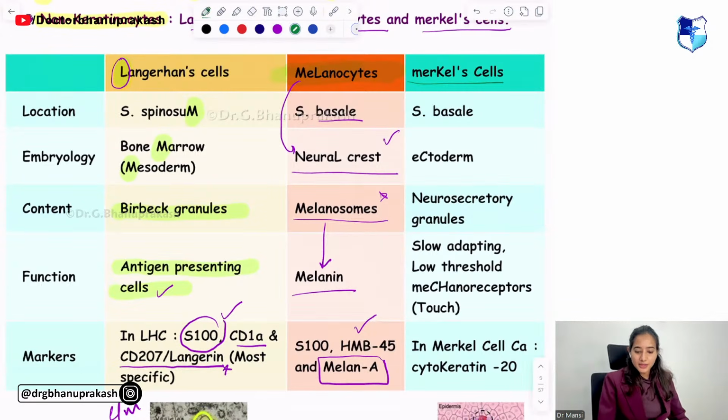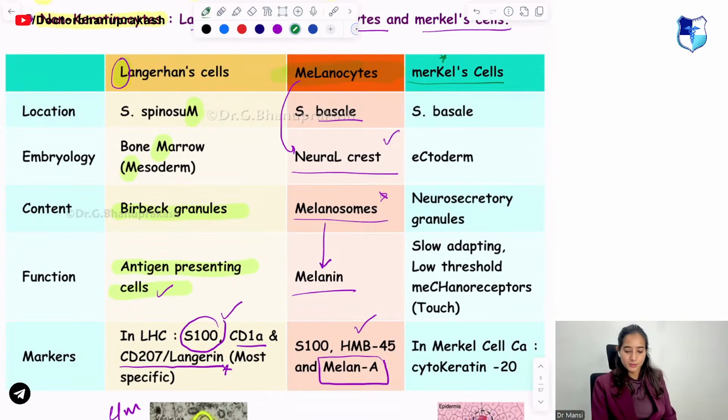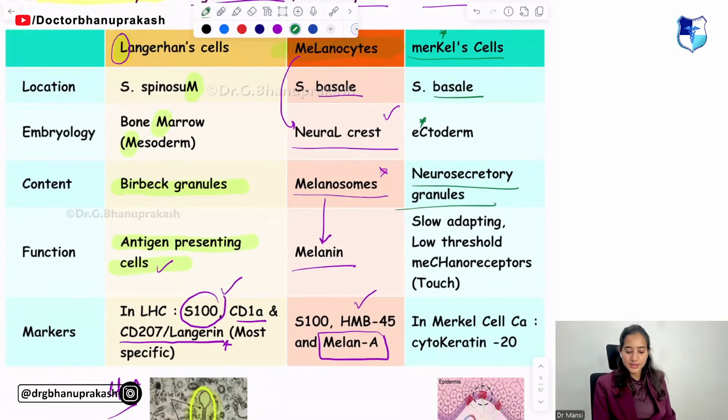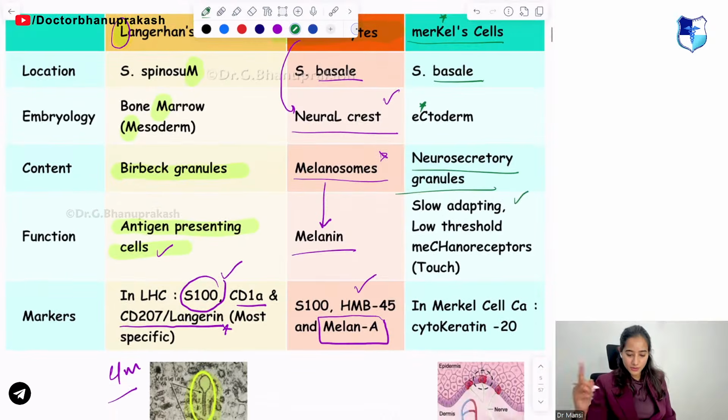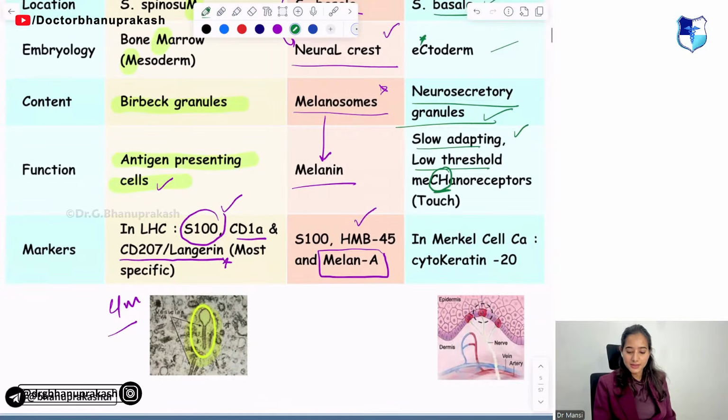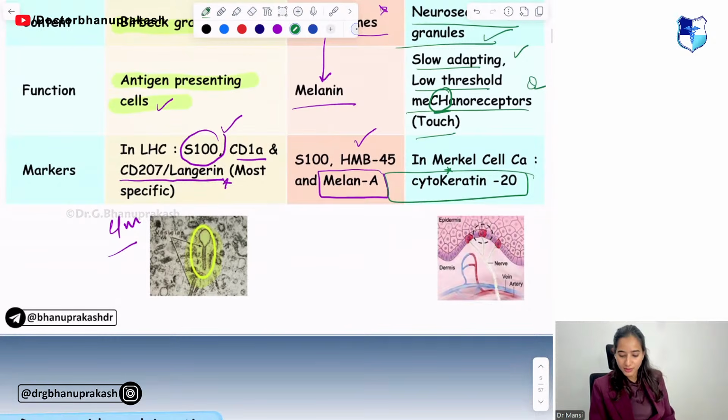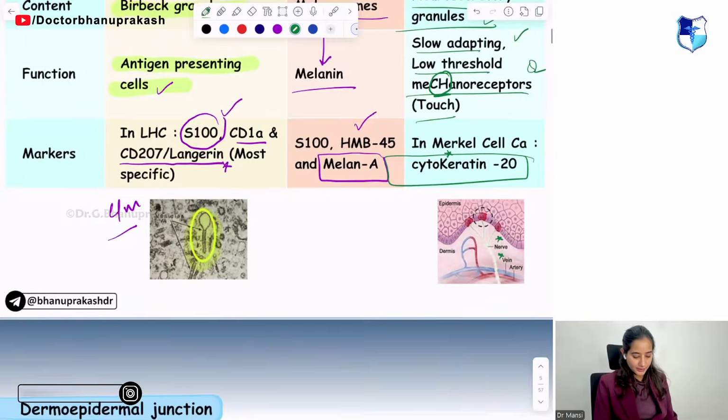Then the Merkel cells. For the Merkel cells, you remember K from here. It is again present in the stratum basal, ectodermal in origin, and has neurosecretory granules. Study this with your physiology also. Slow adapting, low threshold. So these are mechanoreceptors. The K sound is coming again, so everything is related to K. Merkel cells: basal, ectodermal in origin, neurosecretory granules, and a mechanoreception function in touch. They have cytokeratin, again K20, as their marker. You can see here they have a nerve ending. Why? Because they are going to give you this mechanoreception.